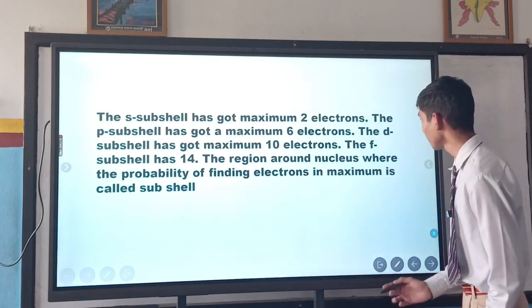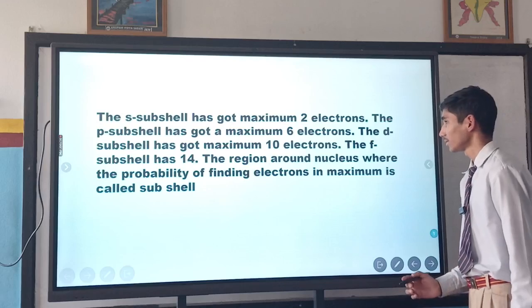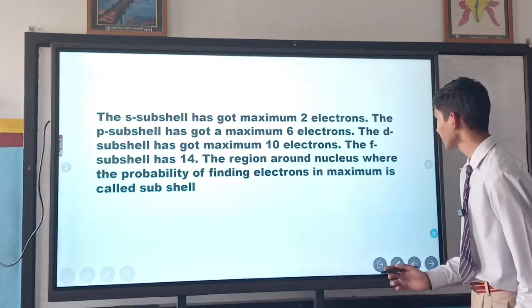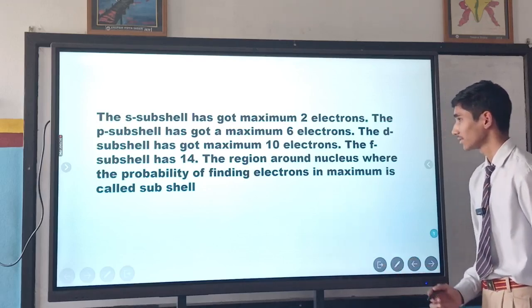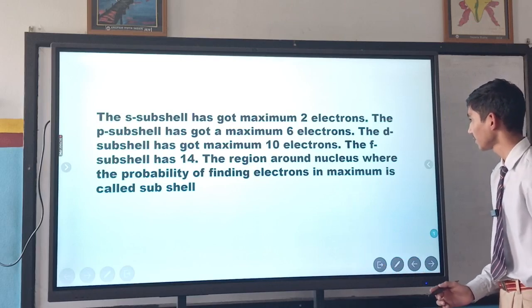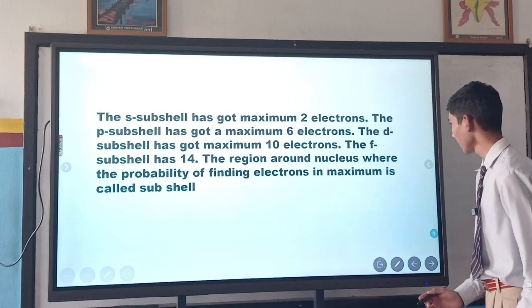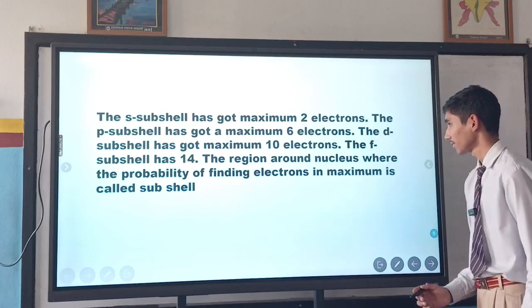The S subcell has a maximum of 2 electrons, the P subcell has a maximum of 6 electrons, and the D subcell has a maximum of 10 electrons. The F subcell has 14.